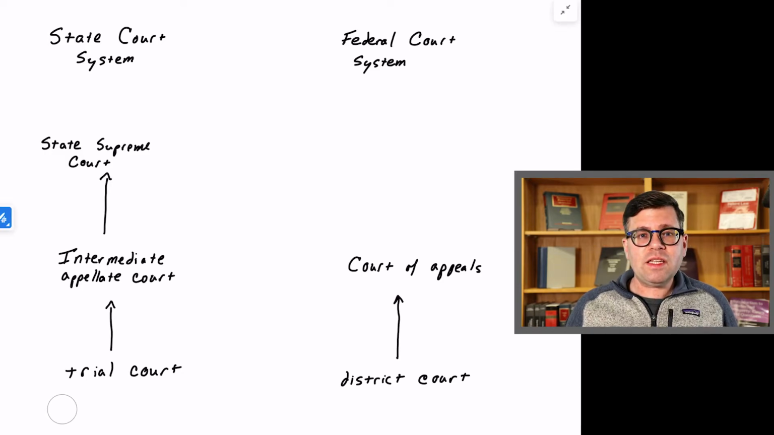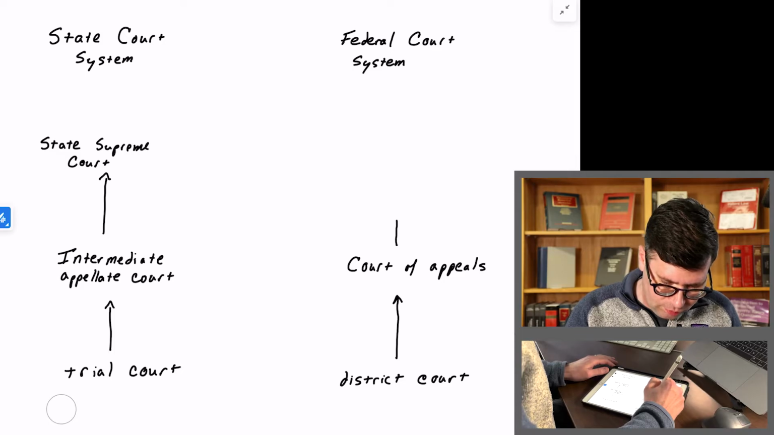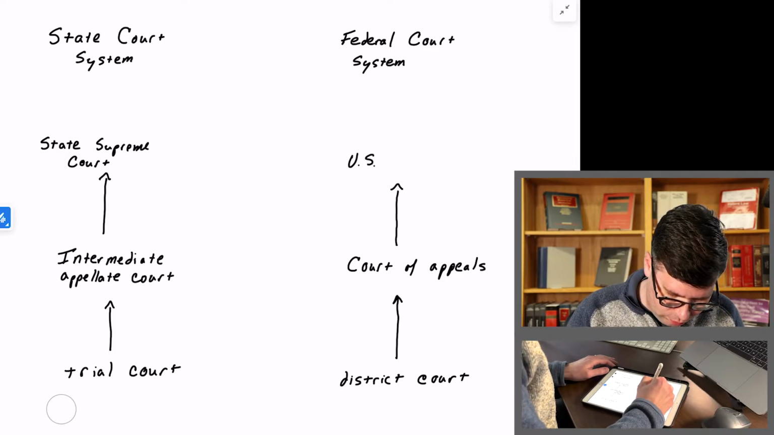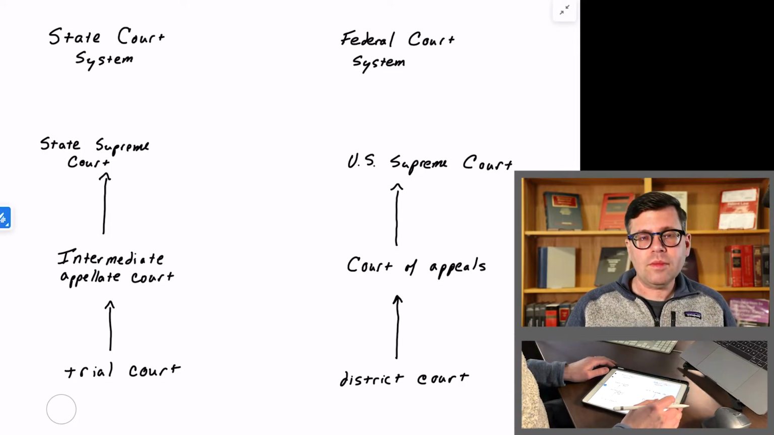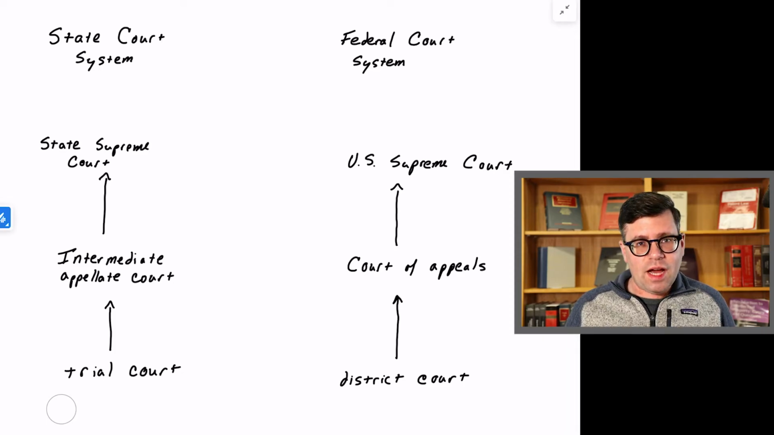And so the plaintiff seeks review, this time in the United States Supreme Court. Now, the United States Supreme Court doesn't have to take the case, doesn't have to review the decision of the circuit court, but perhaps it does, and perhaps once again it affirms the decision to grant summary judgment of no trademark infringement. Once again, this is the end of the line for our particular plaintiff.